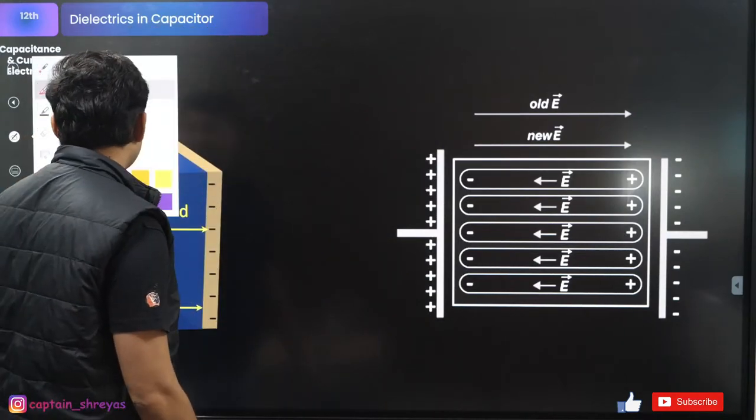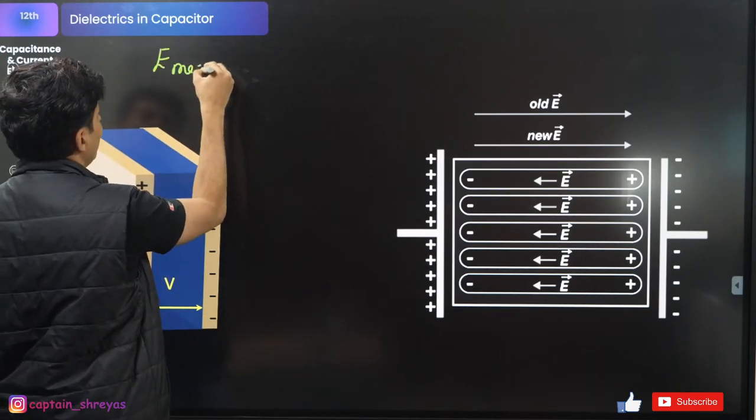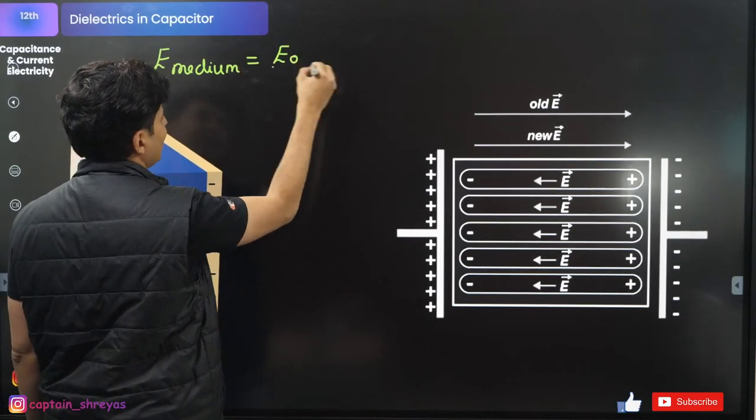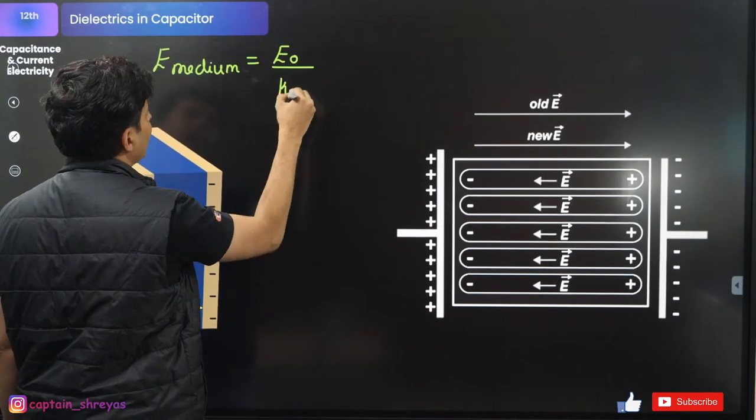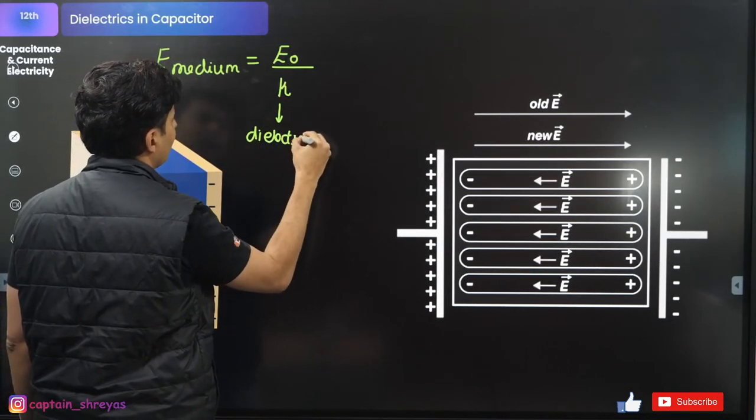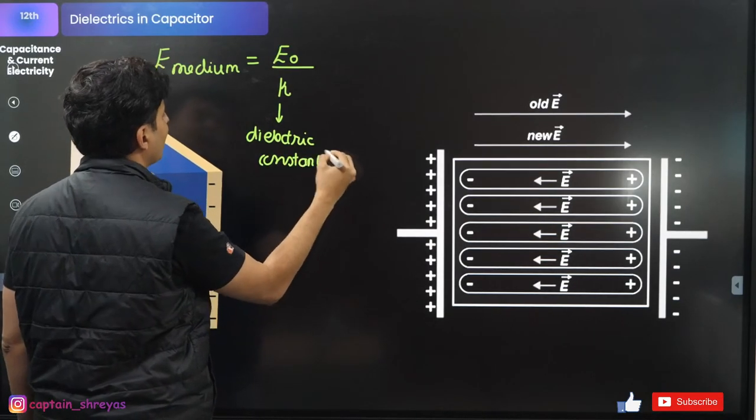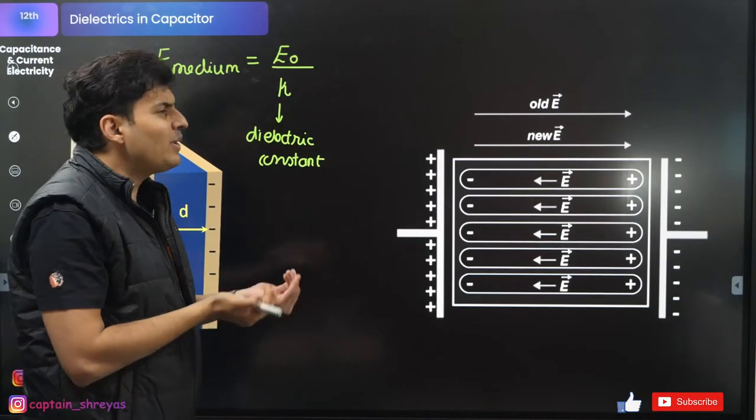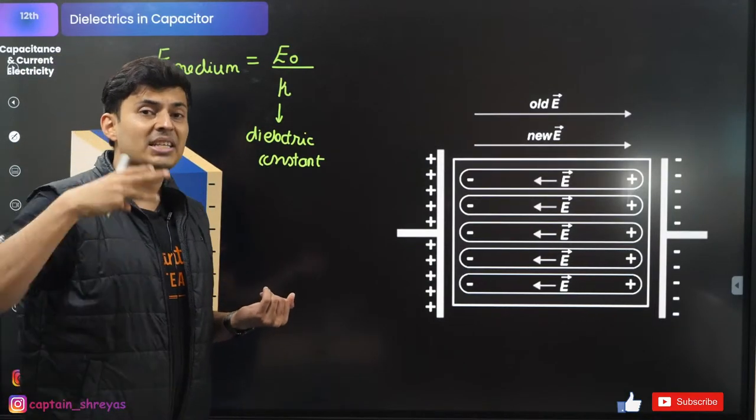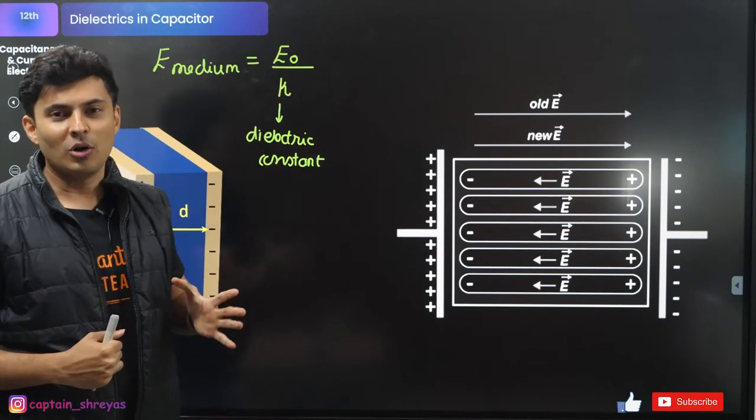So you will see that the field inside any particular medium is the field in free space, which is E0, divided by K. This is basically your dielectric constant. If I say the dielectric constant is 2, that means the field will become half of the older field or the outside field. If I say it is 3, that means it will become 3 times less as compared to the normal field.